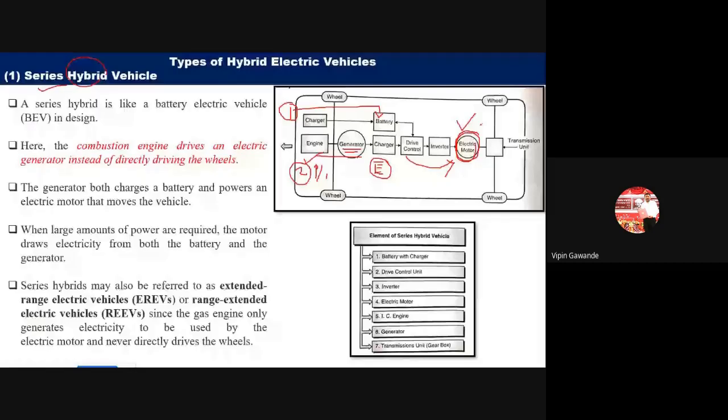So in a series hybrid vehicle, two things are used: the basic electric vehicle and the IC engine, but this IC engine is used only for generation of electricity. Now the second type of vehicle is what?